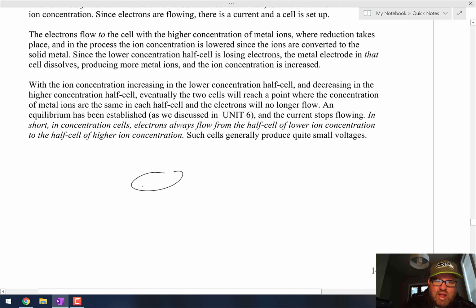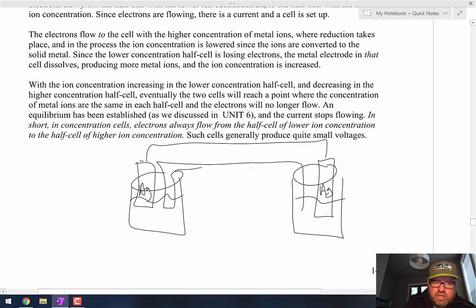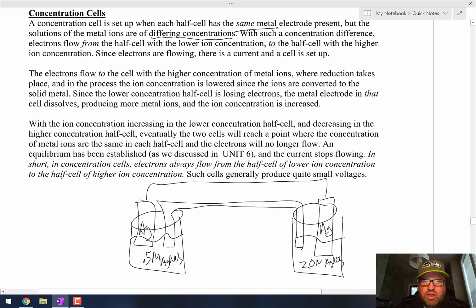So that might be something like, here's your voltaic cell where you've got, let's say, silver metal connected to a wire. You've got your salt bridge in here. This side is 0.5 molar AgNO3, and this side is 2 molar AgNO3. When this happens, you basically are going to keep going until those concentrations become the same. Now, when you have a concentration difference, electrons are going to flow from the half cell with the lower concentration to the side with the higher concentration.